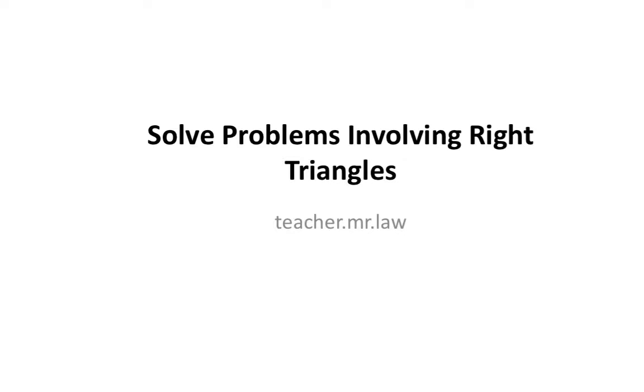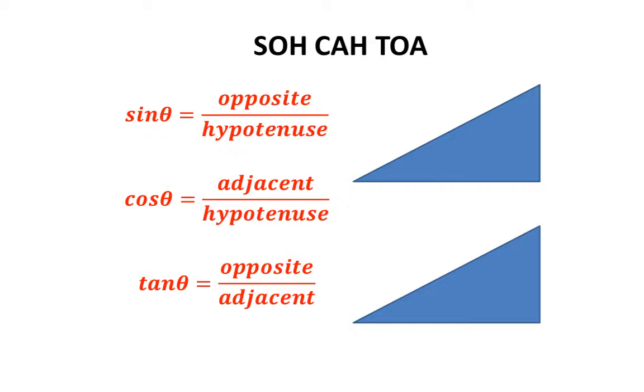In today's lesson, we'll be learning how to solve problems involving right triangles. The three primary trigonometric ratios can be best remembered by the mnemonic SOHCAHTOA. SO stands for sine theta equals opposite over hypotenuse.